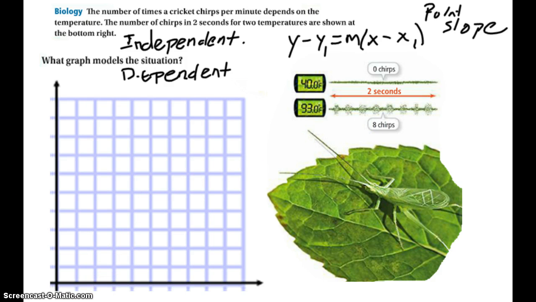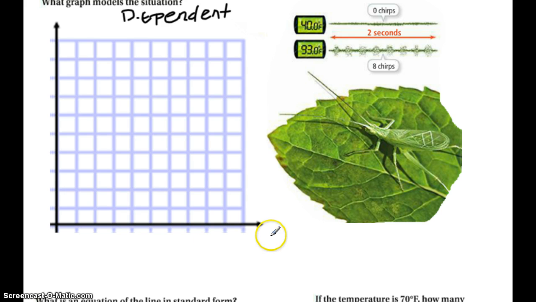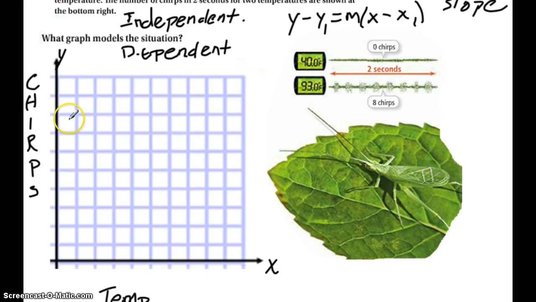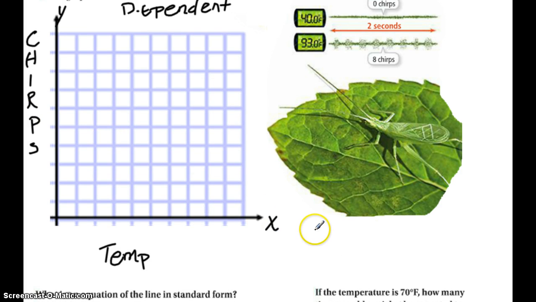And if you recall from your textbook, independent goes here on the x-axis, and y is for the dependent variable. So we're going to have temperature down here, and then chirps here. Let's keep going. So if we have x being temperatures and chirps being the y variable, when we have coordinates, remember x comes first, y comes second. x is going to be the temperature, y the number of chirps.